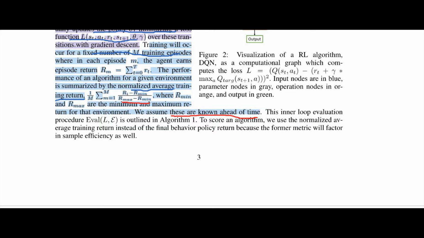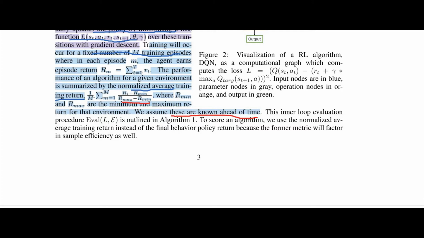So they normalize the reward based on this, so that if you have an environment where the range of rewards is like 5,000, and you have another environment where the range of rewards is just 10, you need a way to compare them and to weigh them equally, so they have to normalize the rewards.